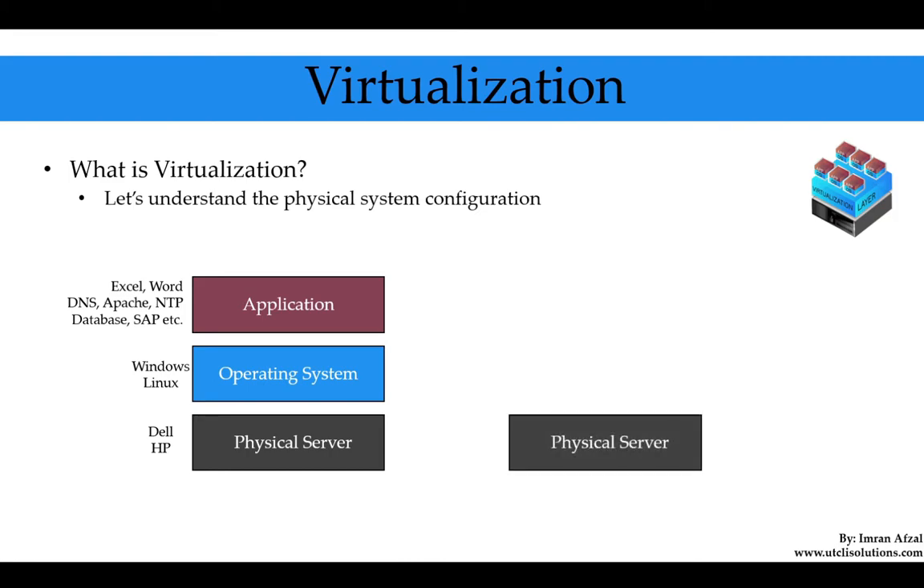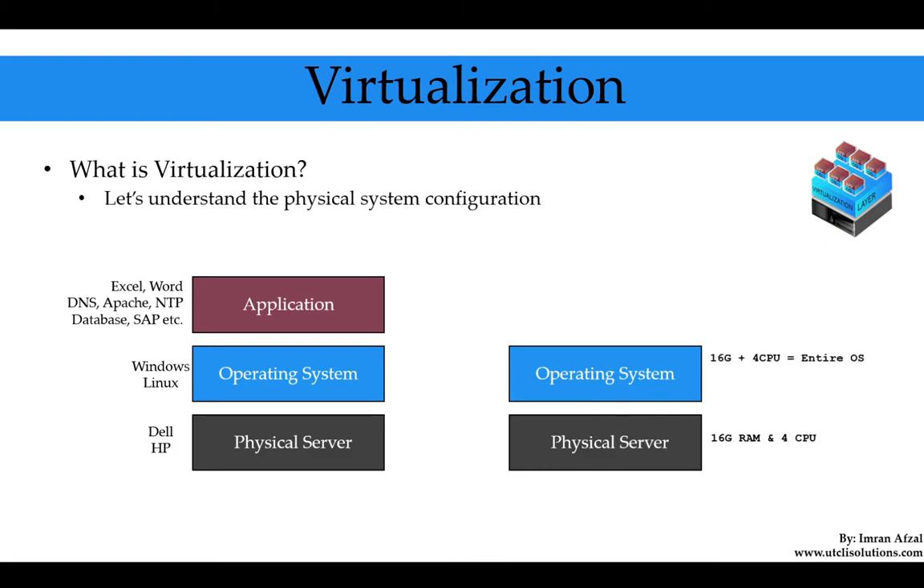Suppose you have a physical server with 16 gig of RAM and 4 CPUs. Then you go in and install the operating system of your choice, and these resources, 16 gig and 4 CPUs, are given to your entire operating system. But your operating system only needs 4 gig of RAM and 1 CPU, for example. That leaves us 12 gig of RAM and 3 CPUs.